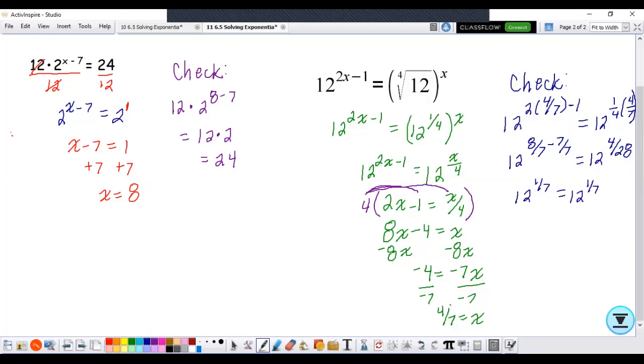So even though this value of x, 4 sevenths, didn't look nice and neat like a whole number, it still worked out to be the correct answer.